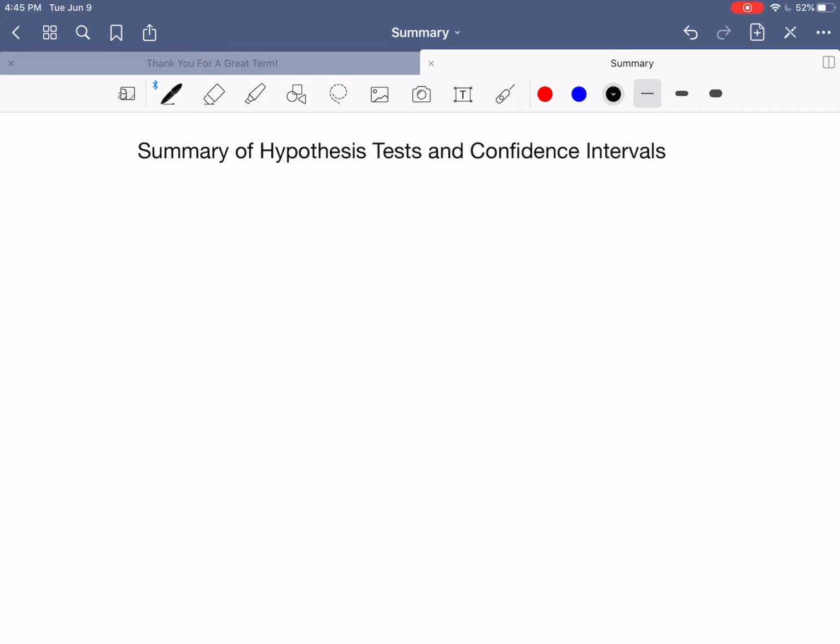In today's video, we're going to do a quick summary of the hypothesis tests and confidence intervals that we've covered in our course. We've been studying hypothesis tests and confidence intervals now for about 6 weeks, so we've learned a lot of them, 8 hypothesis tests and 5 different confidence intervals.